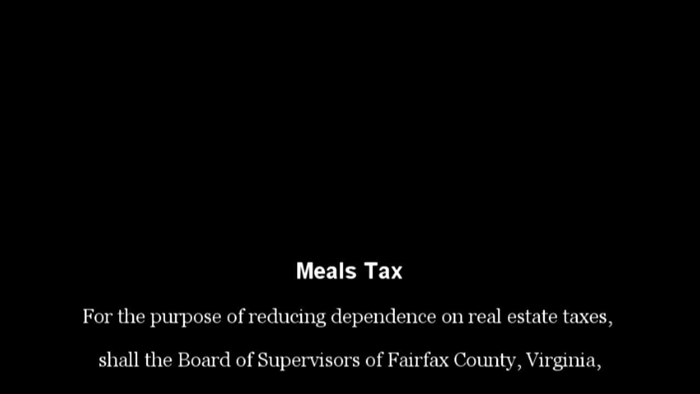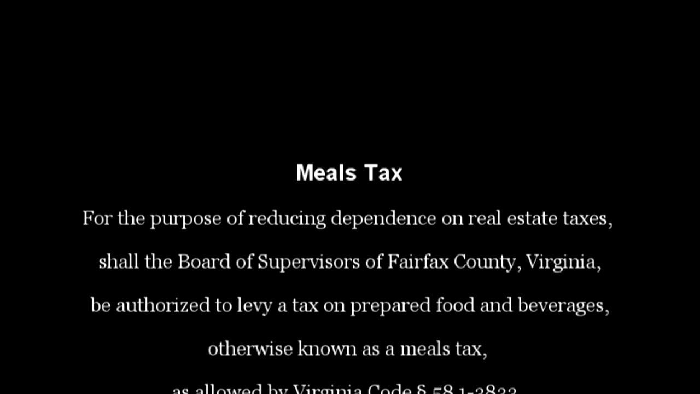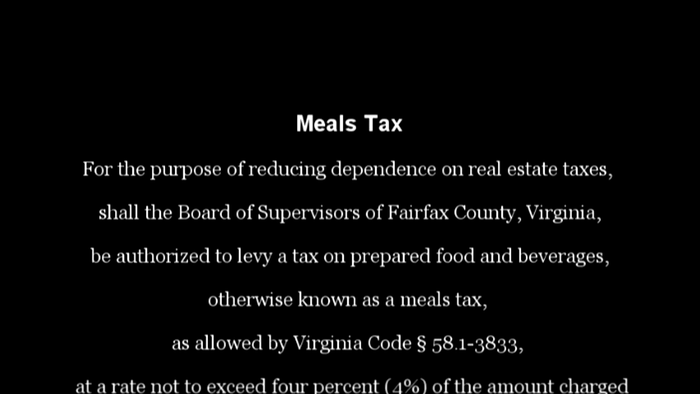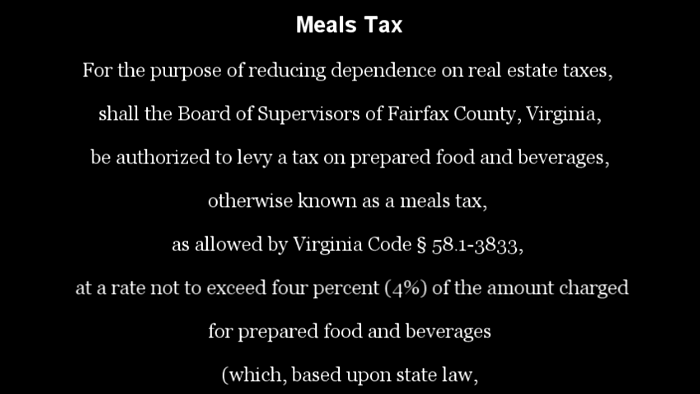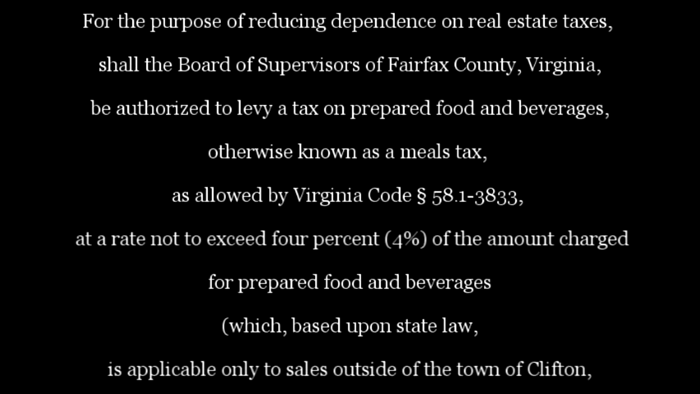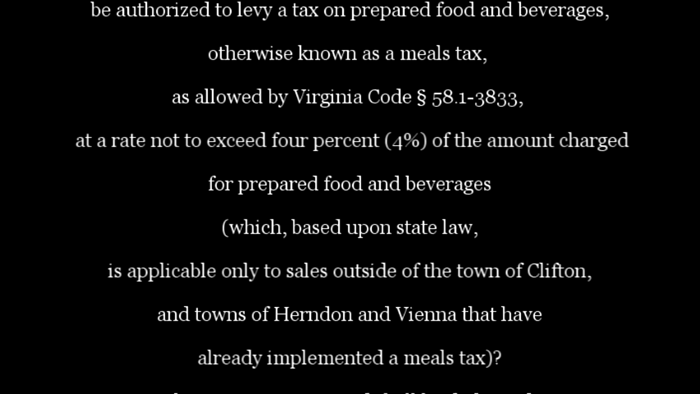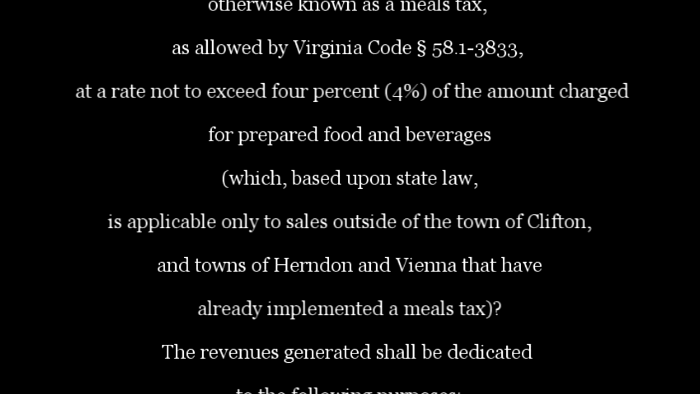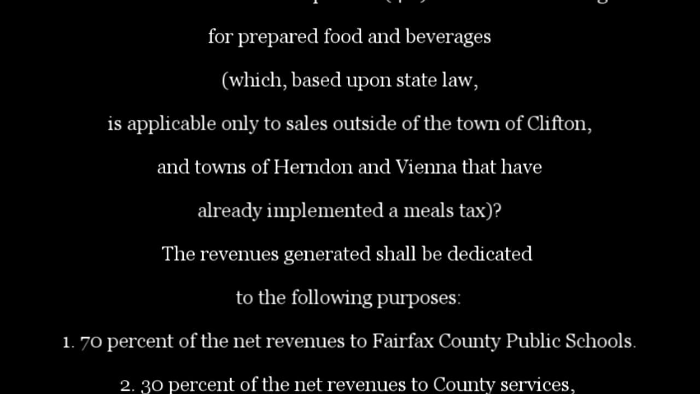FCFT has been getting a lot of questions about the meals tax referendum on the election ballot in November. Here is the ballot question. For the purpose of reducing dependence on real estate taxes, shall the Board of Supervisors of Fairfax County, Virginia, be authorized to levy a tax on prepared food and beverages, otherwise known as a meals tax, as allowed by Virginia Code 58.1-3833, at a rate not to exceed 4% of the amount charged for prepared food and beverage, which, based upon state law, is applicable only to sales outside the town of Clifton and towns of Herndon and Vienna that have already implemented a meals tax.